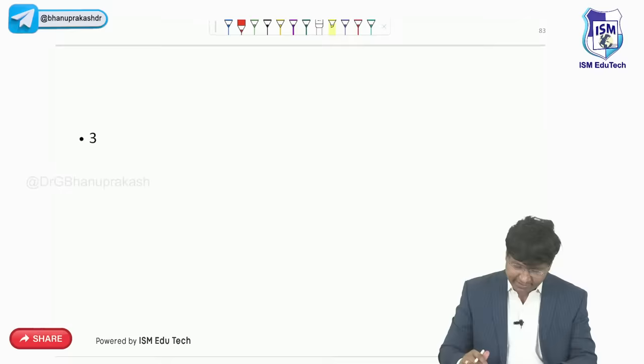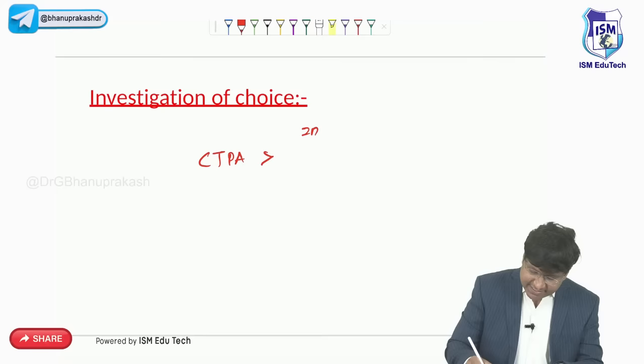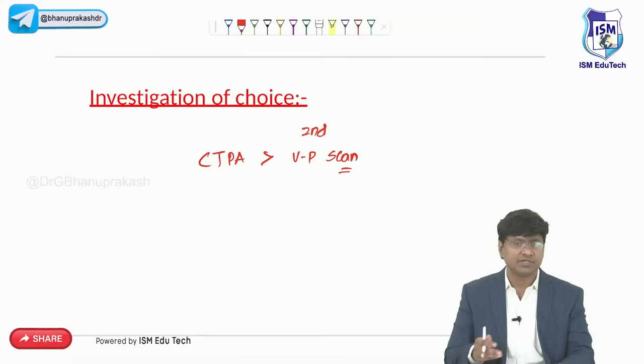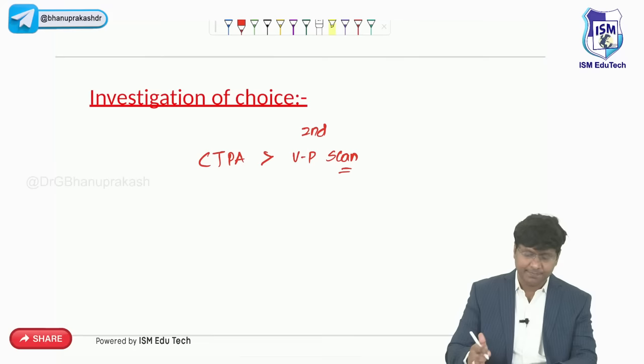Investigation of choice, just now we have discussed, is CT pulmonary angiogram. And what is the second best investigation? Second best investigation will be VQ scan, ventilation perfusion scan. Why? Because in pregnancy, you cannot do CTPA. When you cannot do CTPA, the next best investigation you need to know is the ventilation perfusion scan.